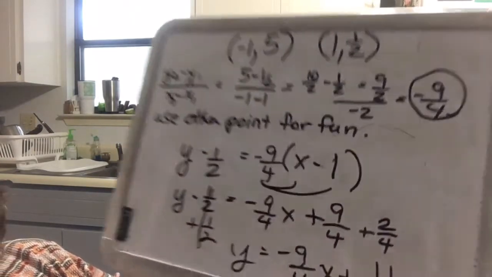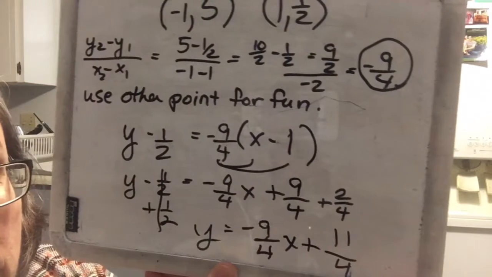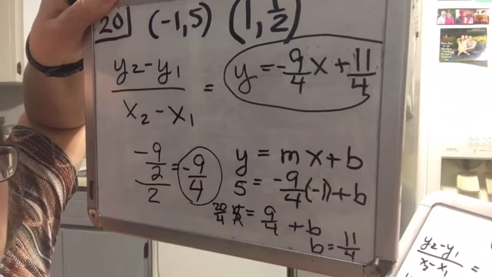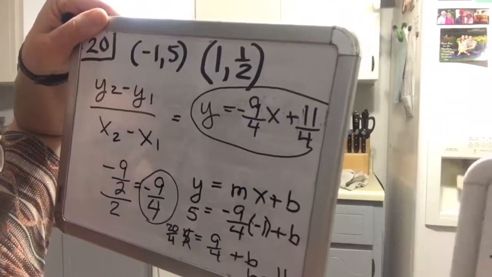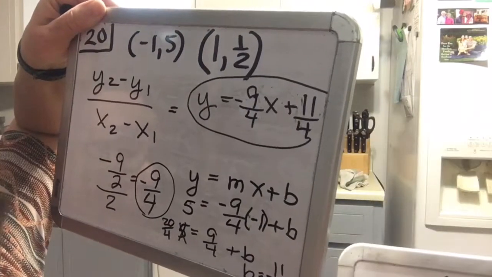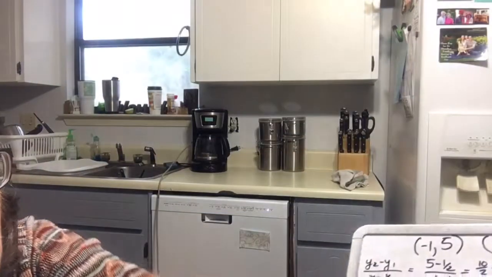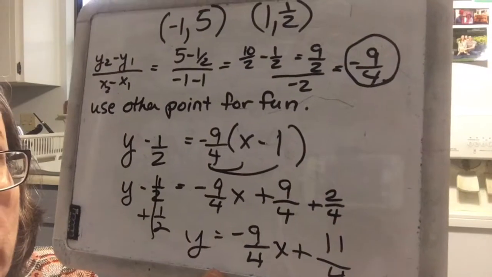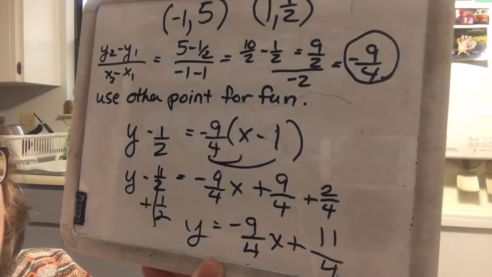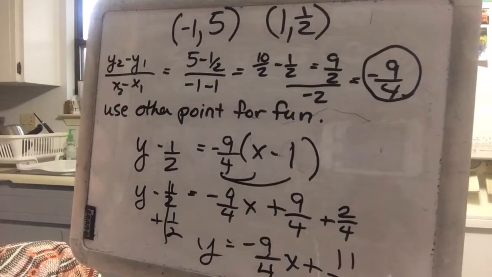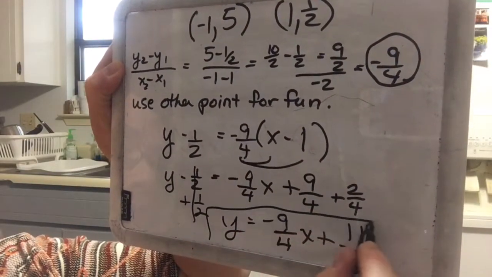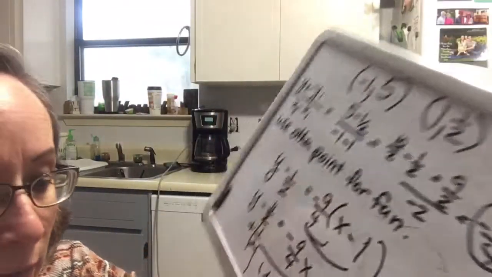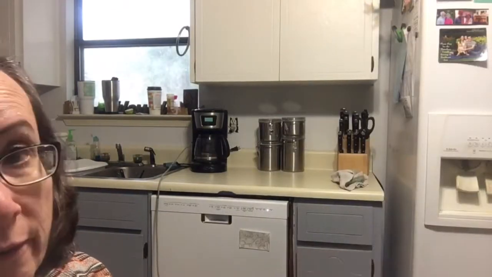Okay, which is, let me see the board up close. Okay, which is exactly what I had on the other board, which I did not erase. So we had gotten up here on the right -9/4 x plus 11/4. And now on this board, using a different method and even a different point, we also got the same equation of the line right here. Okay, so that is number 20. Very thoroughly done.